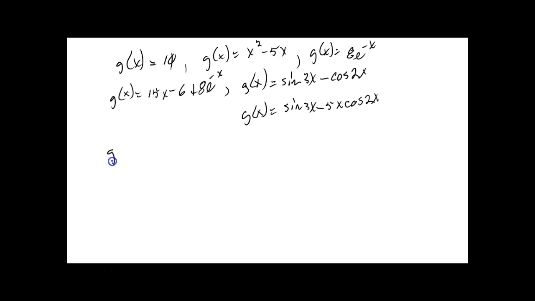Here's one. A g of x is a product of some of these things. Product of a polynomial x, an exponential e to the x, and sine x. That works too. Or add to that a product of a polynomial, 3x squared minus 1, times e to the minus 4x. So you could do just about anything.